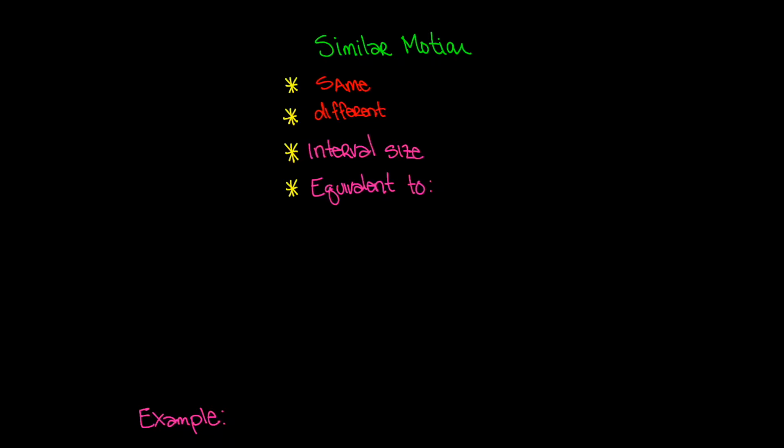If you recall, similar motion is going to have the same direction, but it's going to have a different distance. That's a really key point to similar motion. That means that the interval size is going to change, and so this would be equivalent to our standard harmonization. So think about how you harmonize, let's say, thirds or maybe sixths. It's going to look like that. It's going to feel like that.